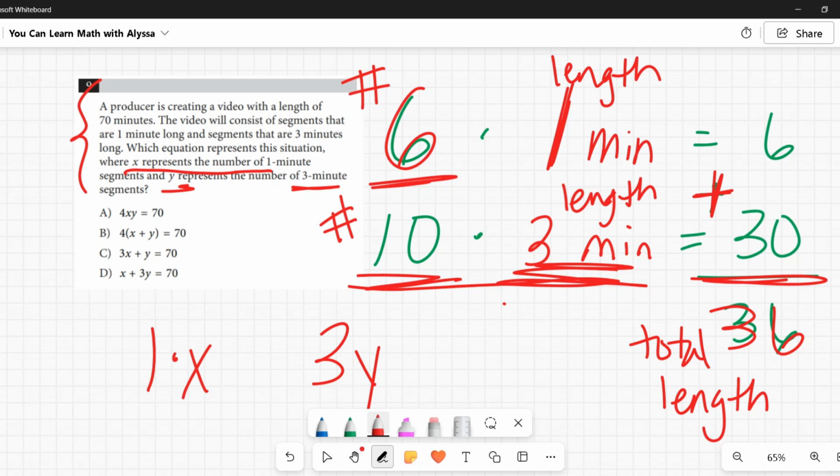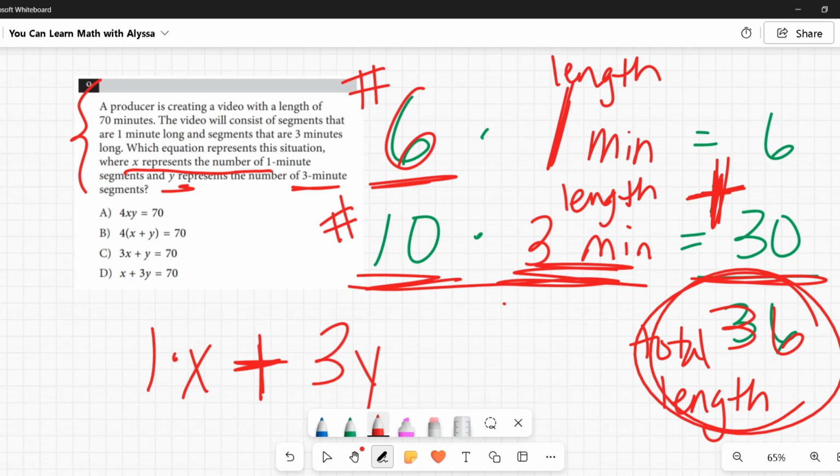Okay, then what did we do after we did that? We added them together. So I'm going to add those together. And when I added them together, I got the total length of the film. Okay, so what is the total length of the film? It is 70 minutes. So that's our equation. And when it's a 1, like here 1 times x, we don't have to write the 1 because any number times 1 is just that number, right? That's the identity property. I believe that's the correct term. Identity property of multiplication. Any number times 1 is just itself. And so that's it. It's x plus 3y equals 70.